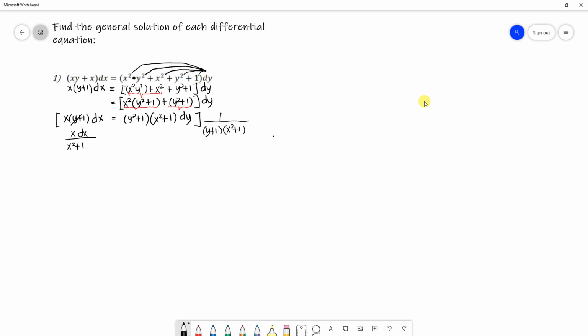Equals multiplying the LCM or LCD to the right member. So, meron akong x squared plus 1, na-cancel ito, at may matitirang y squared plus 1 dy over y plus 1. Ayan. Separate na natin. Sa left member, lahat puro x because of the dx. Sa right, lahat ng y kasi dy.